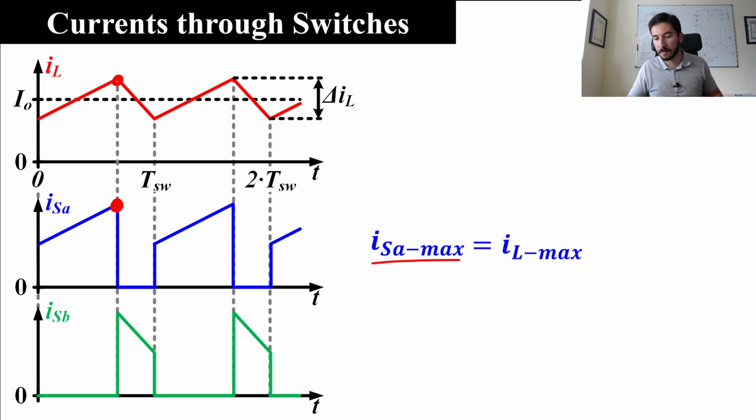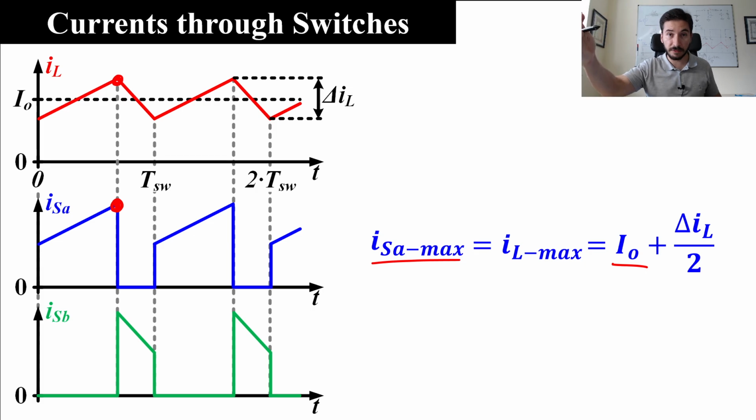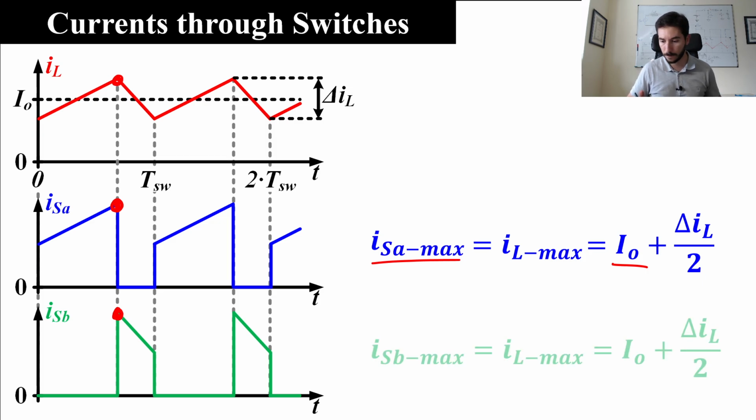So we can put that the maximum current through switch A is the maximum inductor current, and as we saw in a previous video, this is basically the average current through the inductor, which is the output current, plus half the peak-to-peak current ripple, as you can see here. Well, if you repeat the process for switch B, the conclusion is the same. Maximum current is this one in that case, and it is essentially the same as the one you have on the inductor current. So the result is the same.